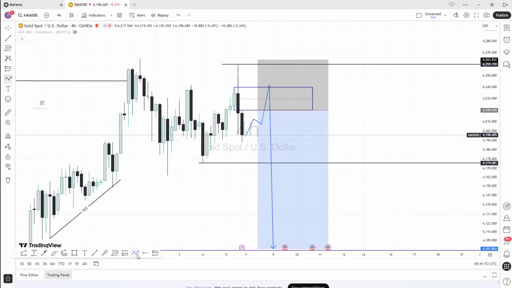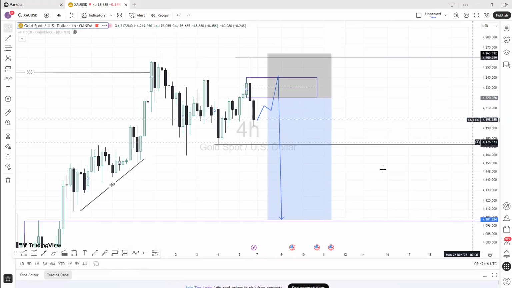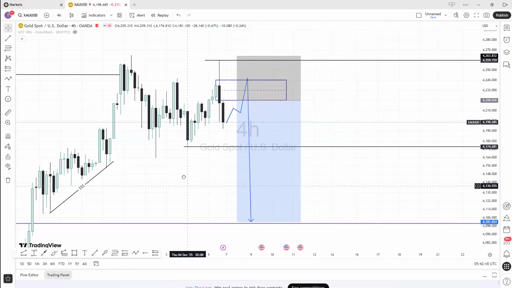Okay, so there is a high probability of price retracing back to that supply zone because there is a rejection. You can see that the candle closed inside this range and did not cross below. So that indicates a retracement will occur soon. Okay. So that is the perfect entry on gold for next week.